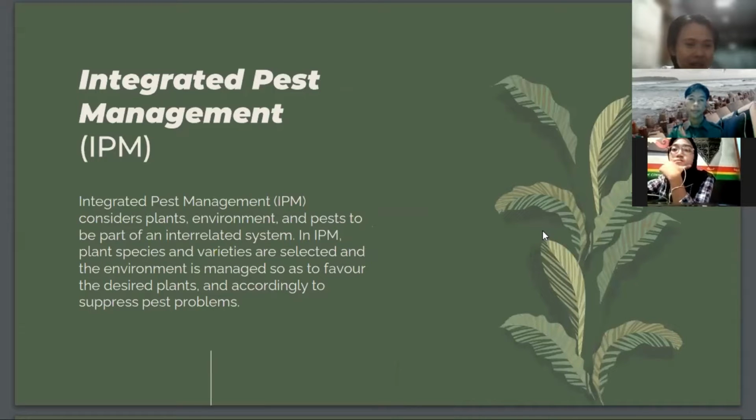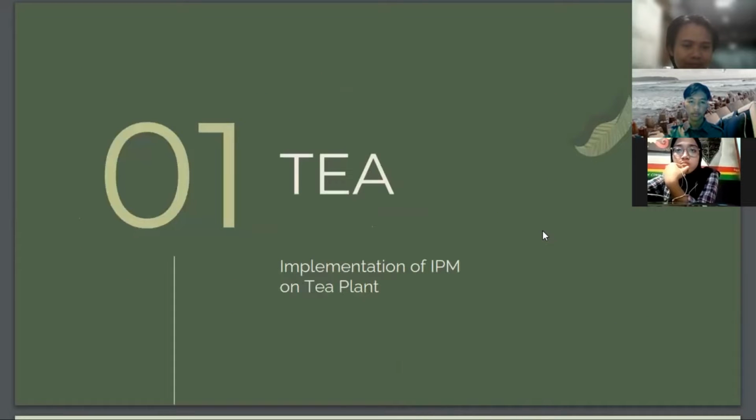Integrated pest management considers plant, environment, and pests to be part of an interrelated system. In IPM, plant species and varieties are selected and the environment is managed so as to favor the desired plants and accordingly to suppress pest problems. The first is implementation of IPM on tea plants.